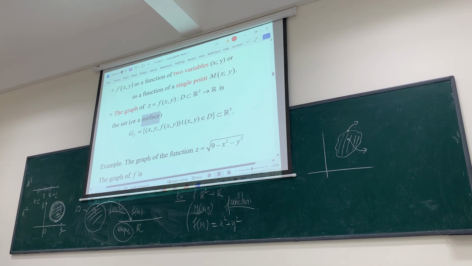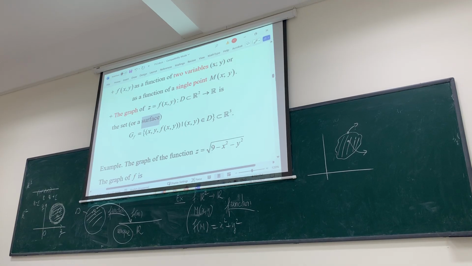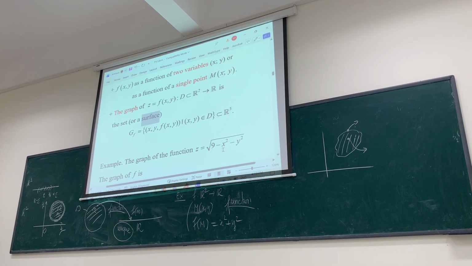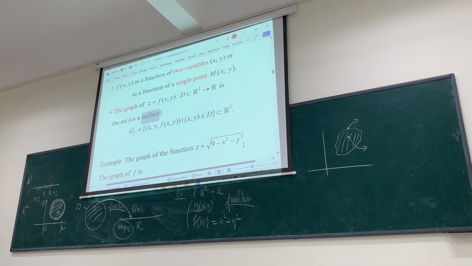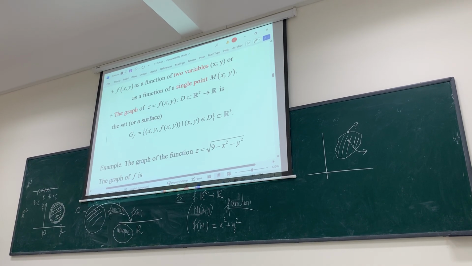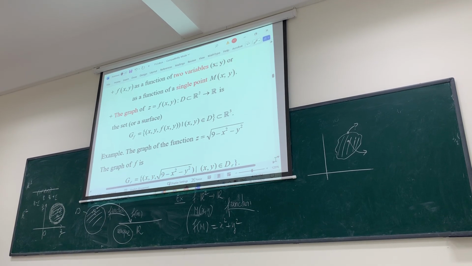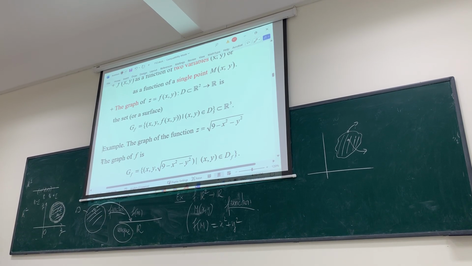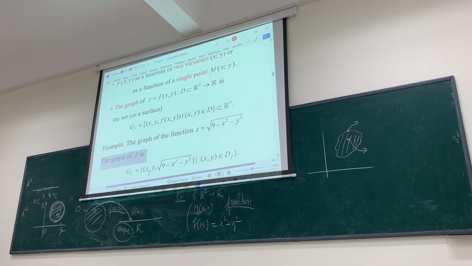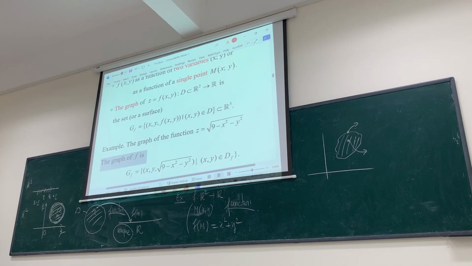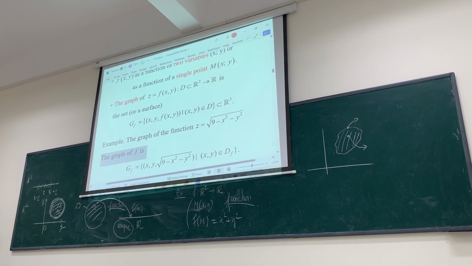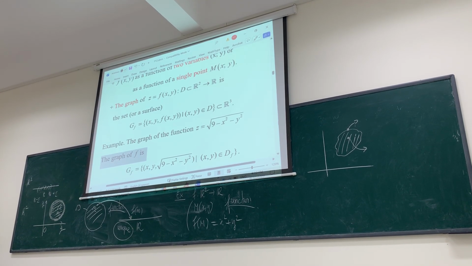Okay, continue to enunciate for the graph of a function, enunciate for surface. Imagine the graph of the function z equals square root of 9 minus x squared minus y squared. The graph contains all points with coordinates x, y, square root of 9 minus x squared minus y squared, when x, y belong to the domain.